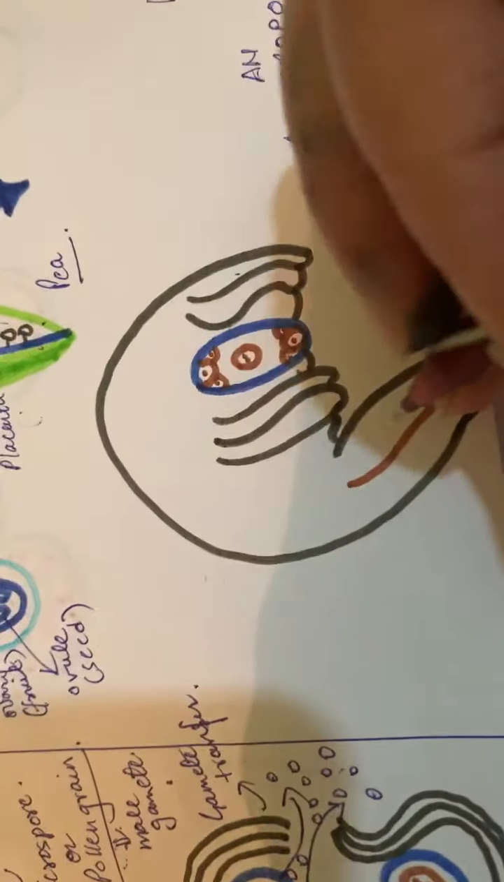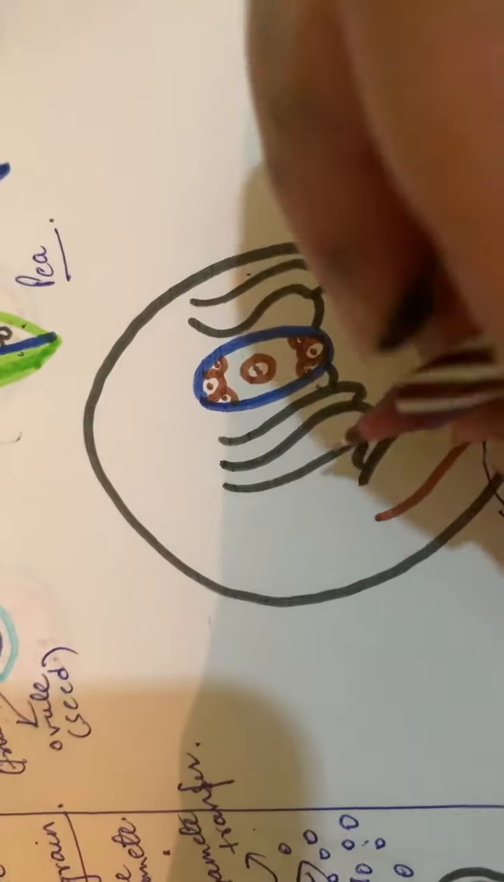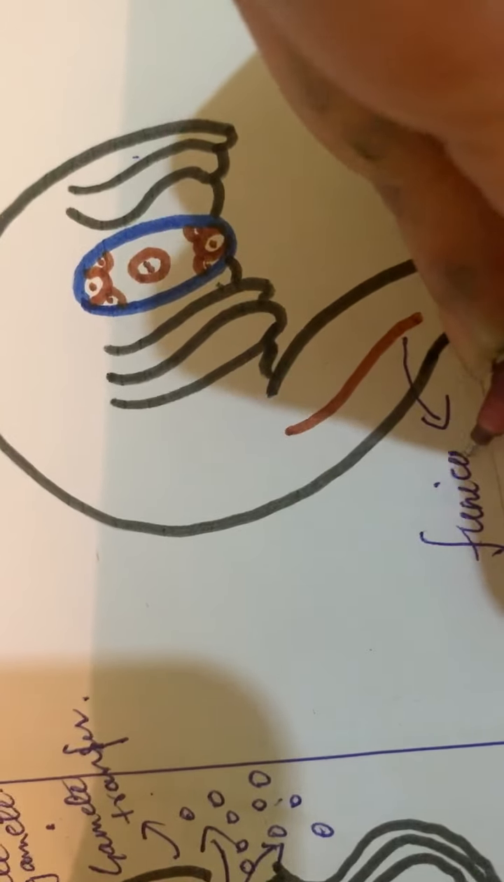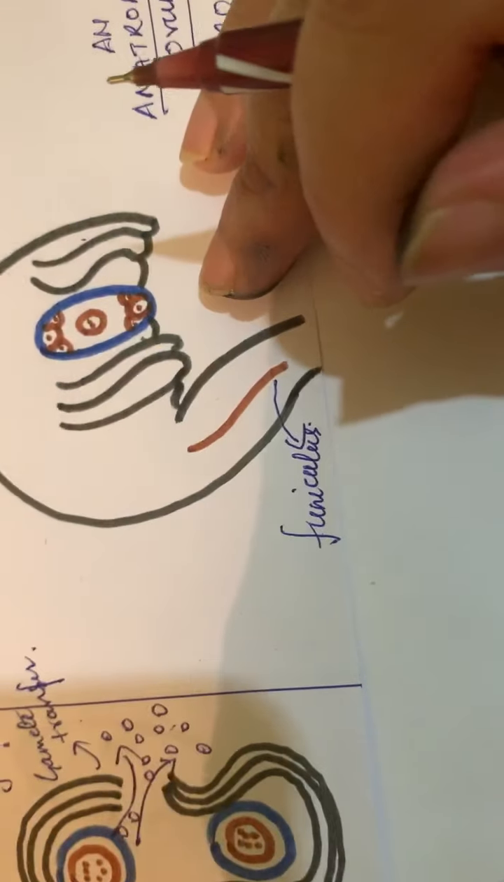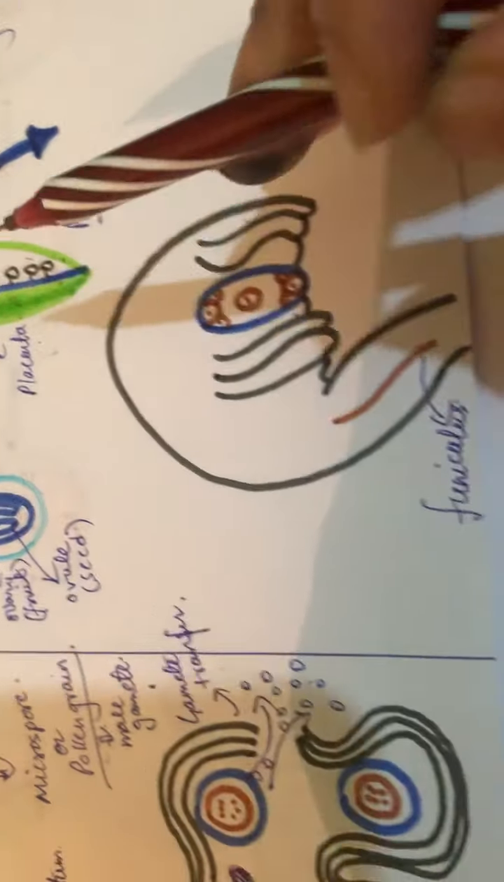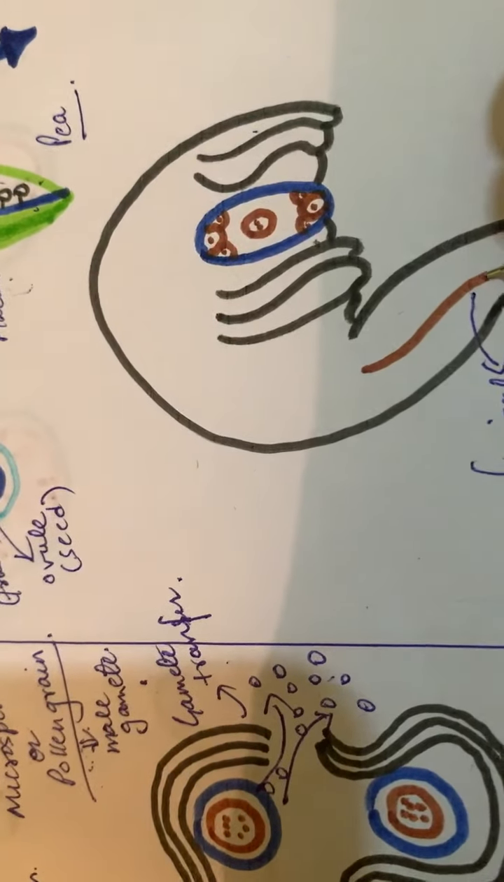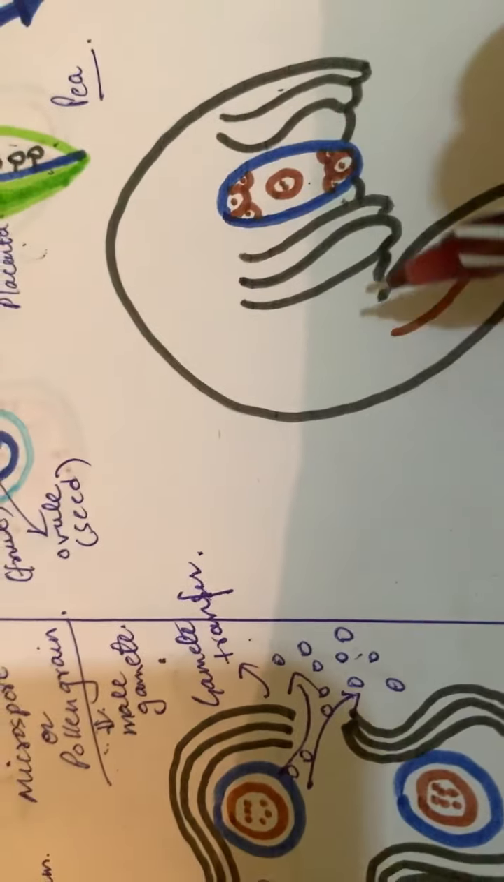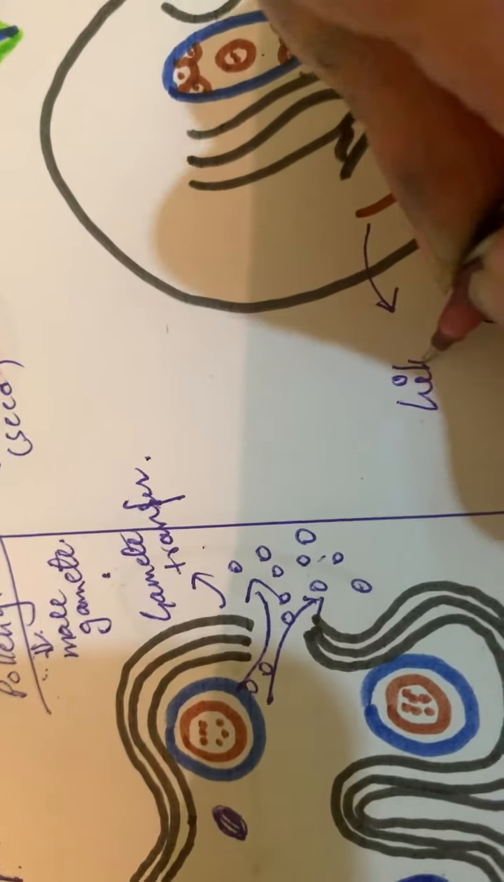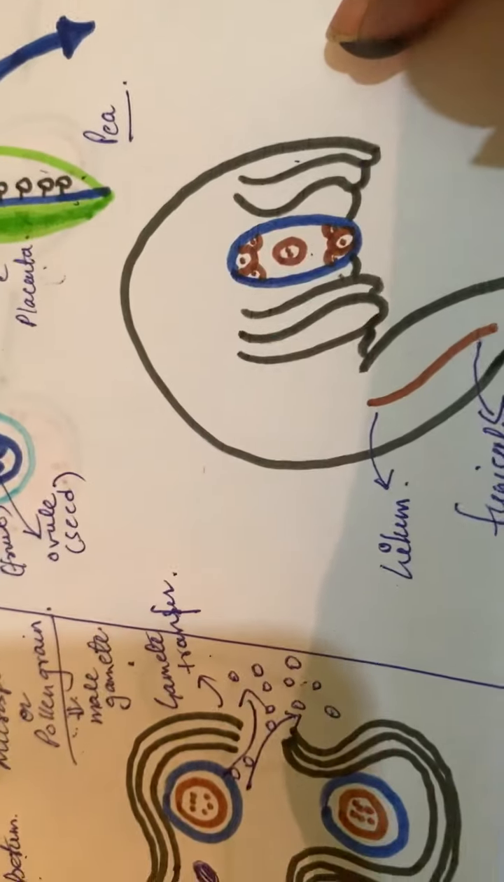You also call it funicle, funiculus or funicle, funiculus. This is this layer. Lately, this funiculus is connected to the ovule with the help of one constriction, which you call hilum. That is hilum.